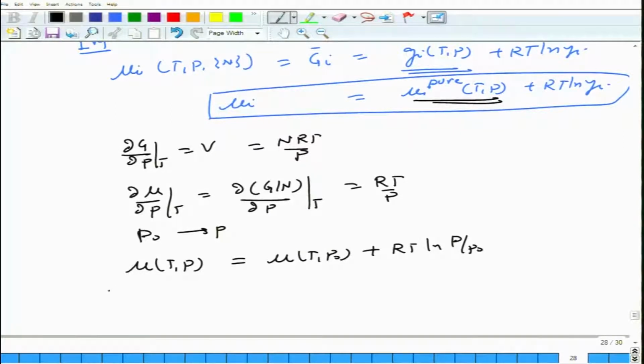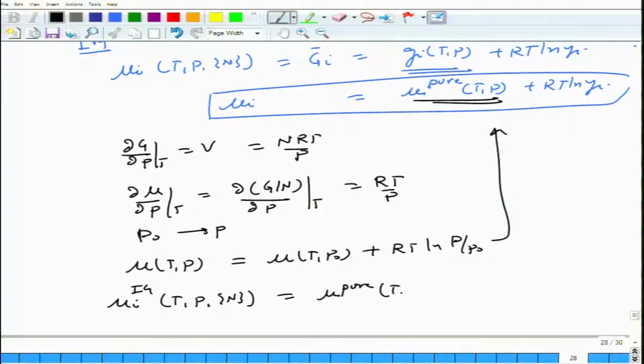So, this is for a pure component, and we can plug it in here. What we get is mu i for an ideal gas mixture at T, P, y is equal to mu i pure at T, P0 plus RT ln yi P by P0, which is nothing but the partial pressure Pi. So, this is the expression we got typically.